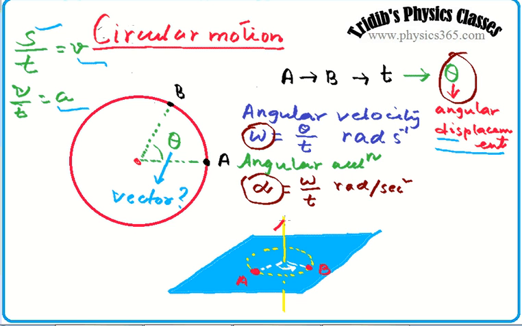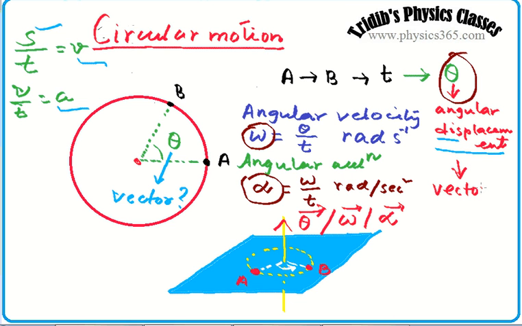So the direction of theta will be along the axis of rotation. Similarly, if you are moving from B to A in clockwise direction, then the direction of theta will be vertically downward. And what is omega? Theta by t. So this will also give the direction of your omega vector, angular velocity vector, and angular acceleration vector.